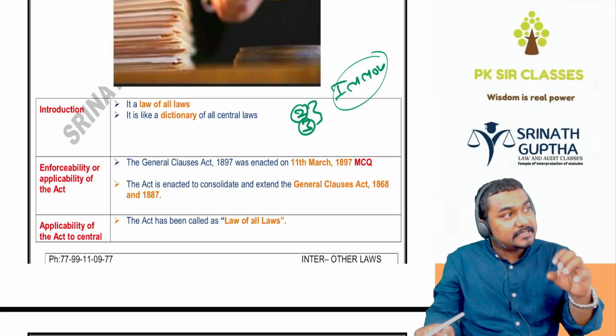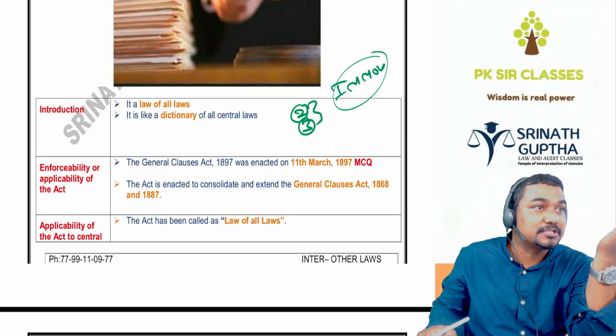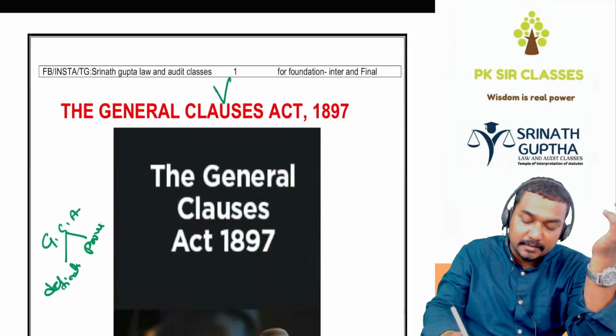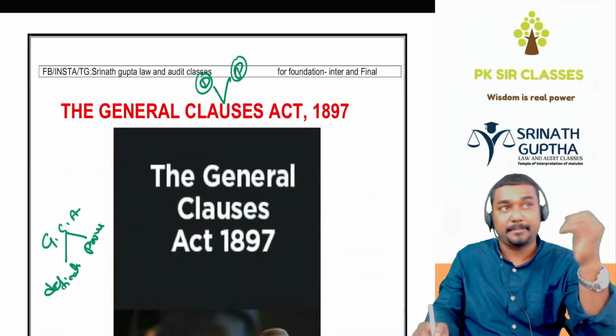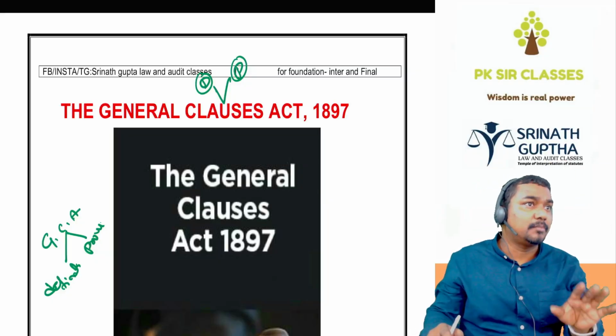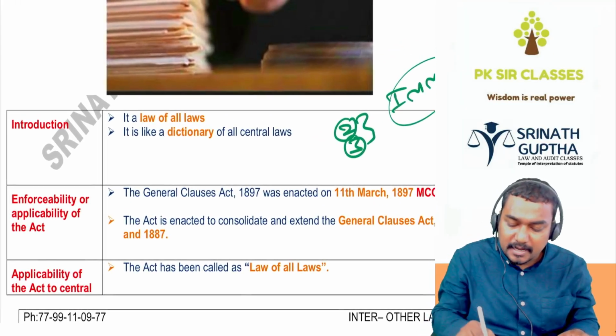These definitions can be applied to any law, as general definitions and general provisions. The act name is General Clauses Act. It means general definitions and general provisions applicable to any act if the special act is silent. So it is deemed to be the law of all other laws.